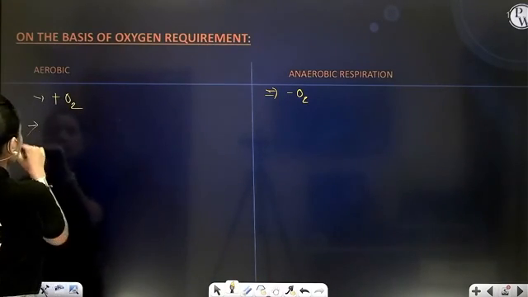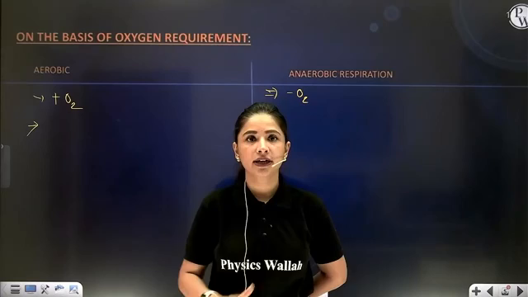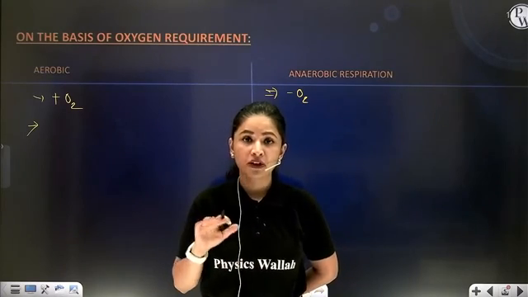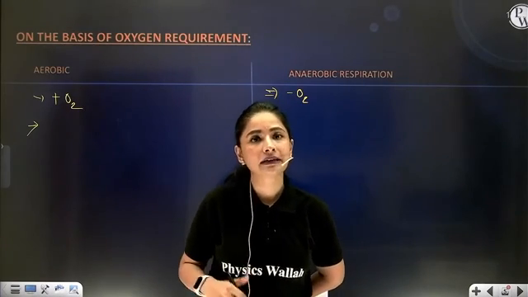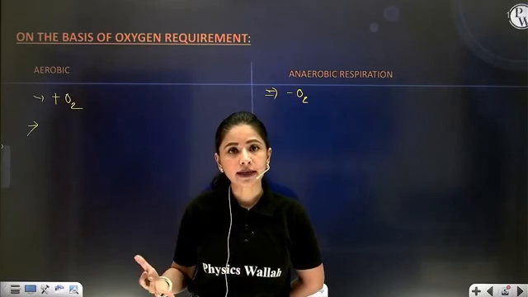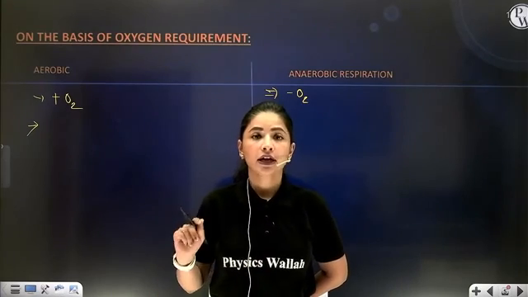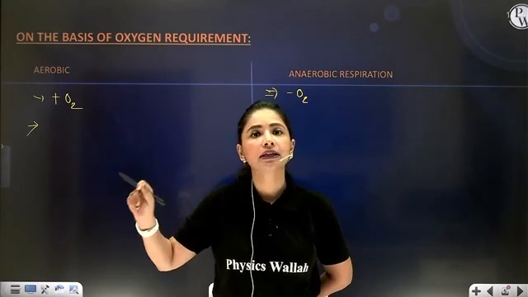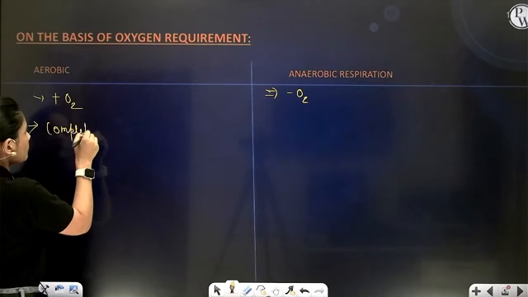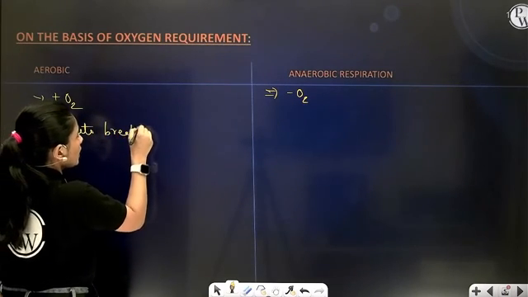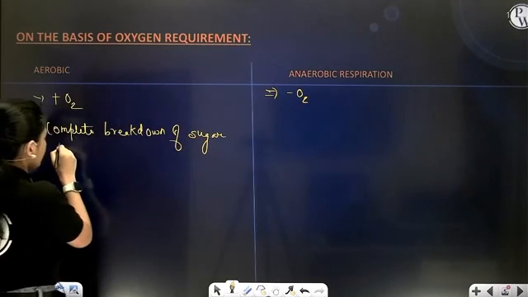Second, my dear students, if aerobic respiration is getting operated, then the respiratory substrate is going to get completely broken down. If I talk about carbohydrate, which is the most general respiratory substrate, so if carbohydrate like glucose is broken down in the presence of oxygen, then it will be completely oxidized into the simplest form, which is CO2 and water. So under aerobic condition, complete breakdown of sugar, the most common respiratory substrate, takes place.